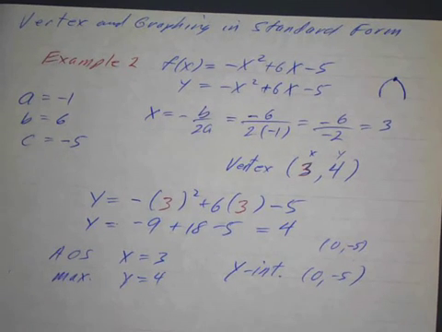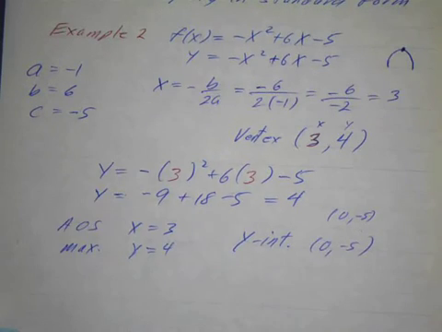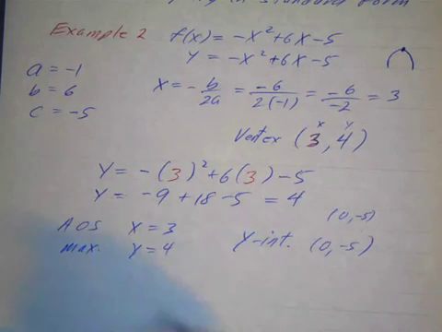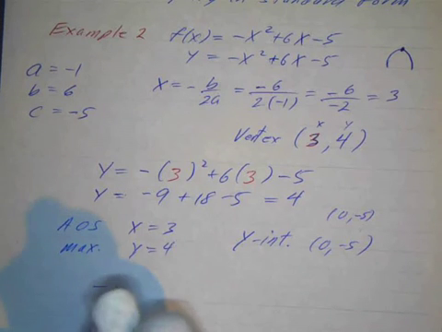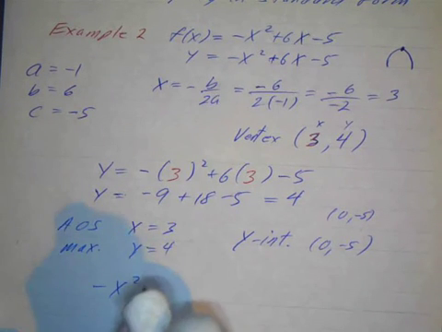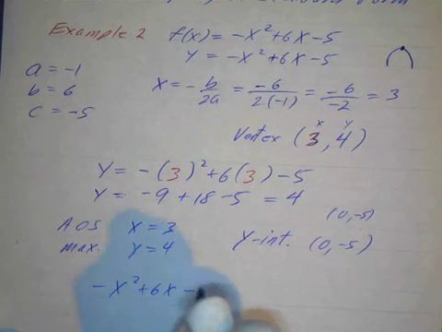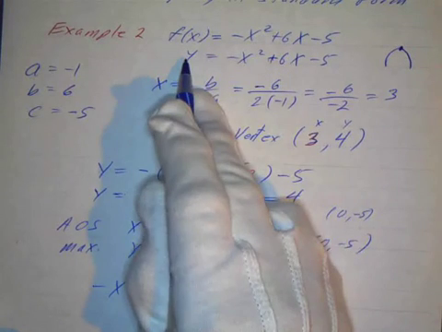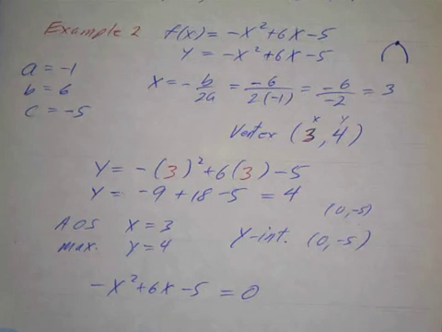Let's find our x-intercepts. We can do that. We know the x-intercepts would be when y is equal to 0. So we can say negative x squared plus 6x minus 5 equals 0. In other words, we say we want this to be 0.